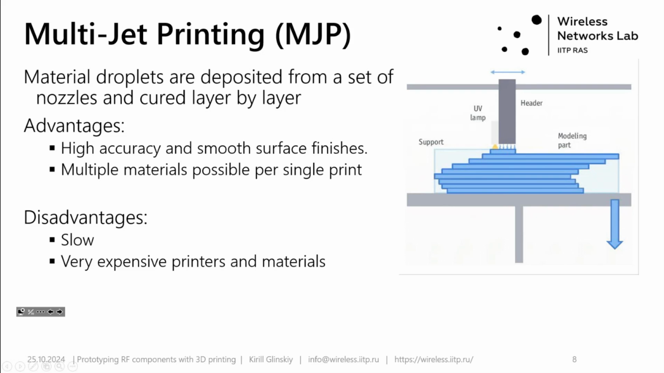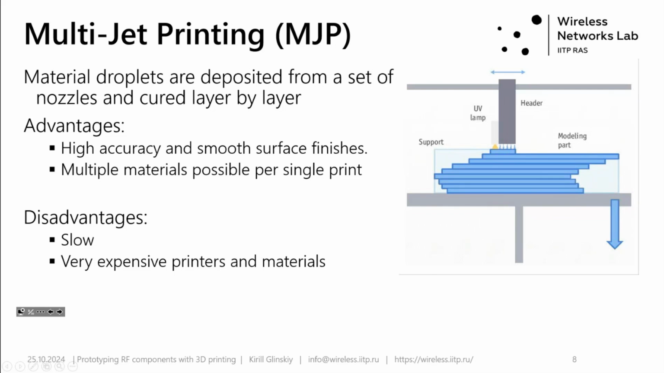UV hardened composition, similar to the resins in the first one, but instead of being filled in a vat, here we can just extrude a small droplet of this component and then harden it under the UV lamp. So this results in very high accuracy and smooth surface, similar to the quality of an inkjet printer, and has the advantage of being able to use multiple materials, just have multiple nozzles.